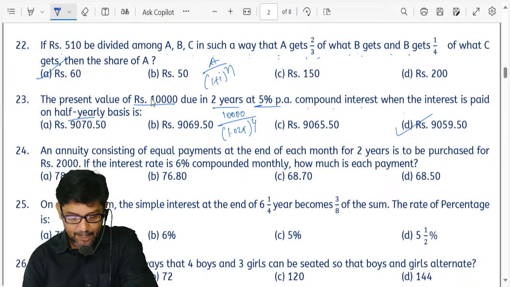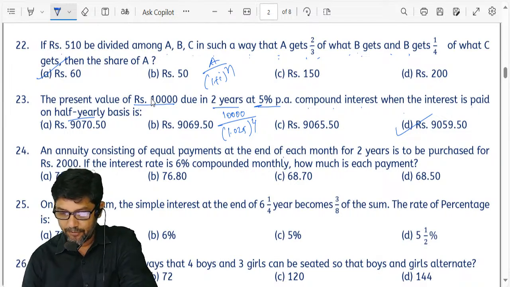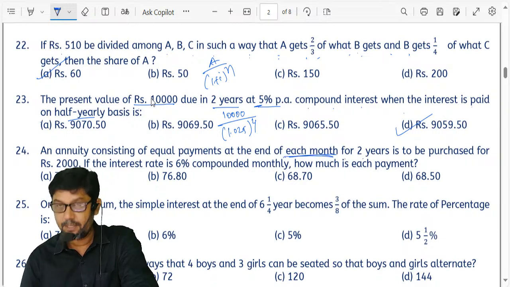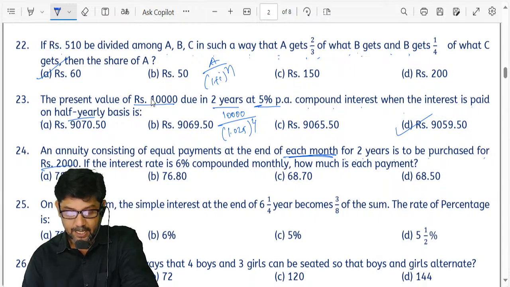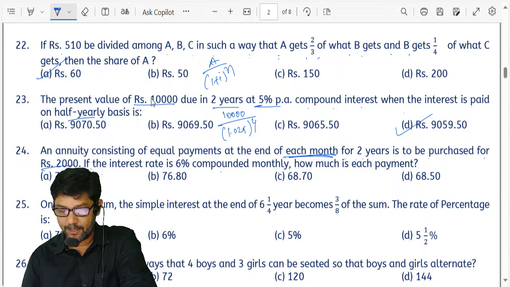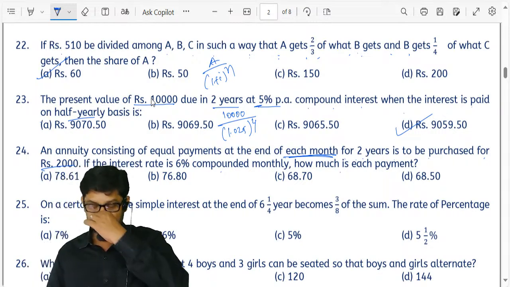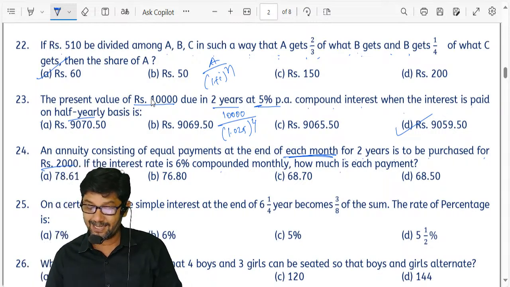Next, an annuity consisting of equal payments at the end of each month for 2 years. Each month, very important. 2 years is to be purchased for 2,000 rupees. If the interest rate is 6% compounded monthly, how much is each payment? Listen here. How much is each payment?